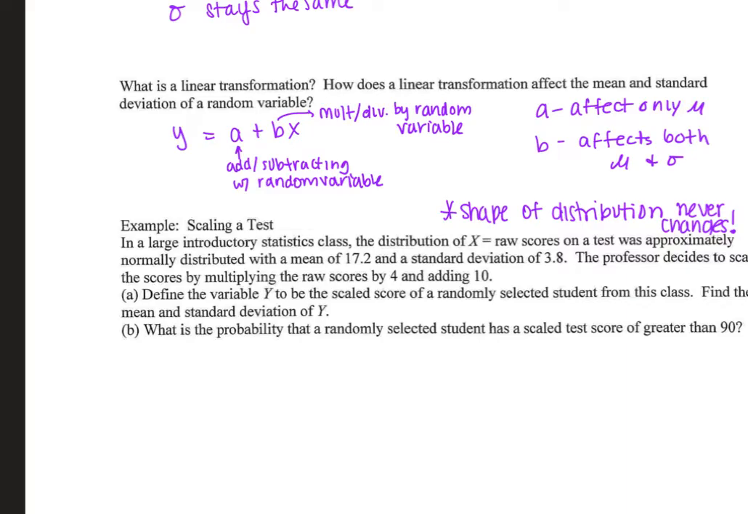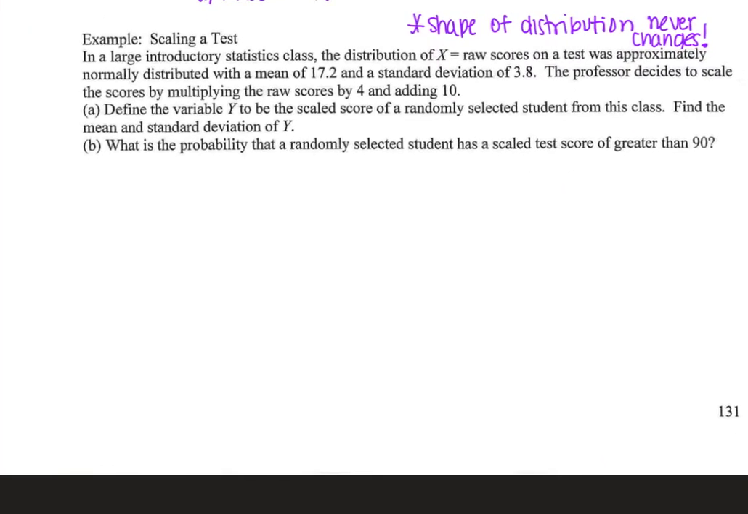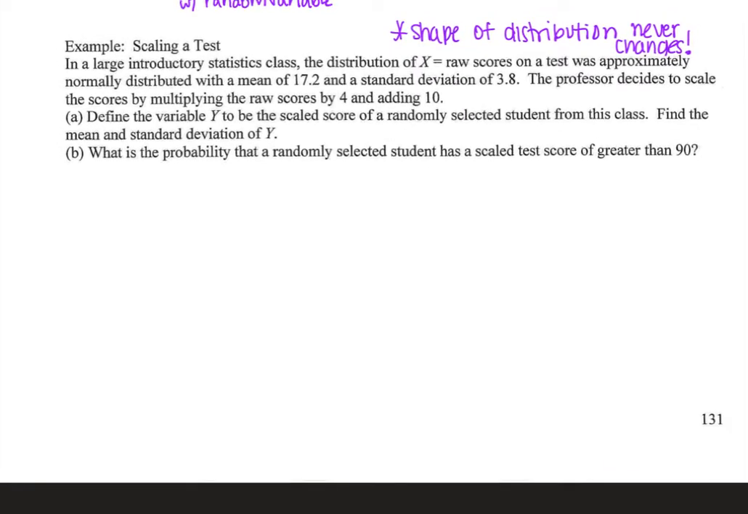Okay, so let's look at one more example here. In a large intro stat class, the distribution of x, which is the raw score on a test, is normally distributed with a mean of 17.2 and a standard deviation of 3.8. So I'm going to label that. Mu of x is 17.2. Standard deviation of x is 3.8. The shape is approximately normal.